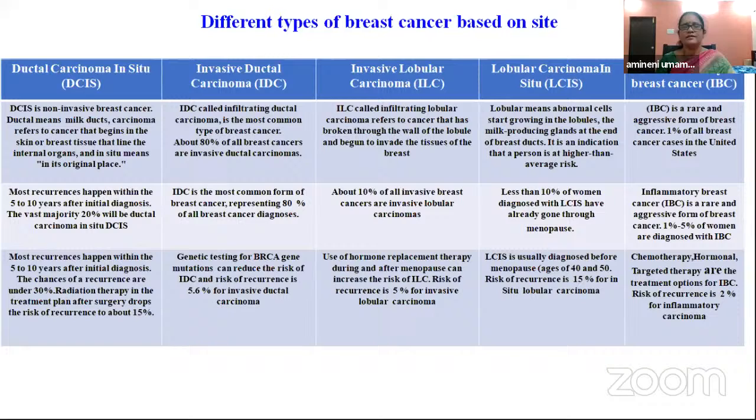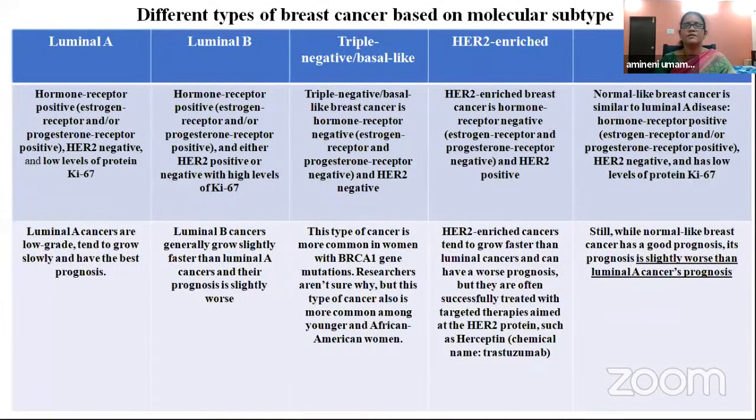Once there is menopause, the cancers are related to lobular carcinoma in situ. And if they are taking some hormone replacement therapy, the patients will get invasive lobular carcinoma. Based on the molecular subtypes, based on immunohistochemistry, these cancers are classified into luminal A, luminal B, triple negative, HER enriched, and normal-like breast cancers.